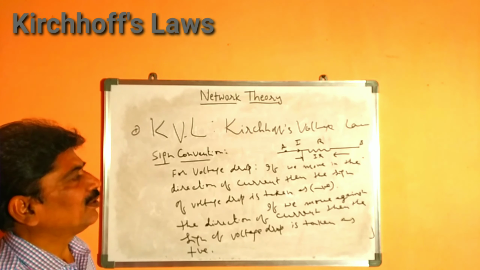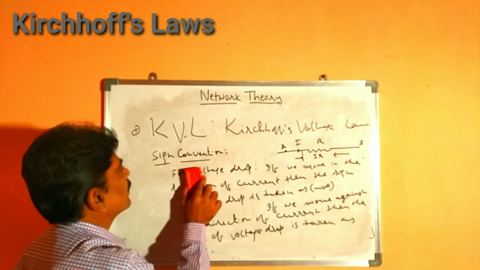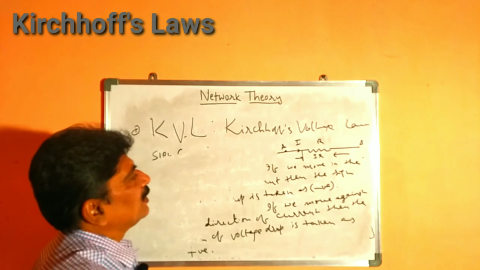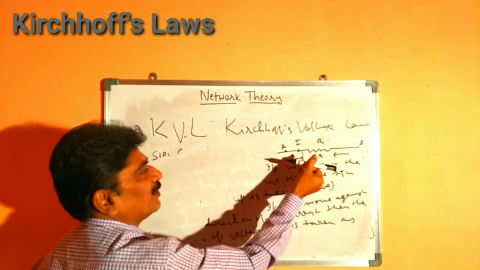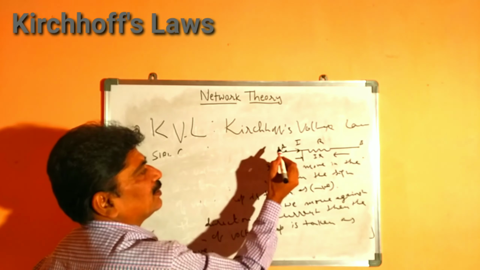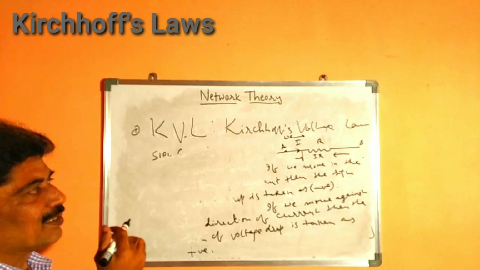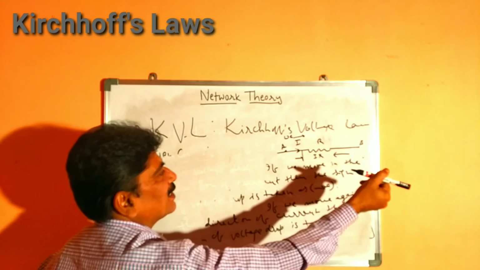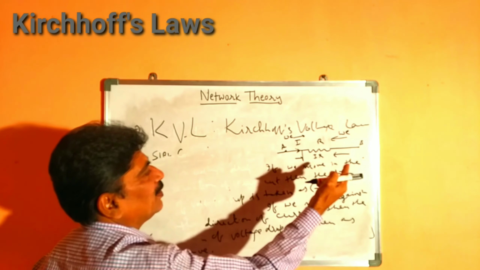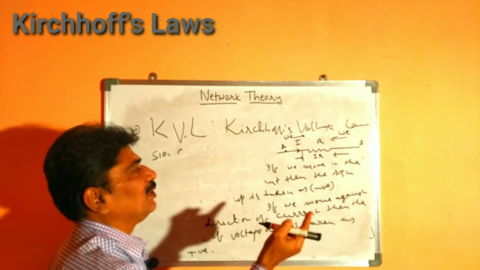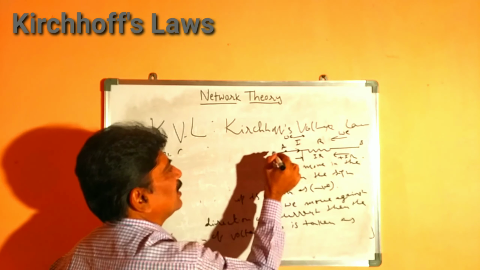Let us consider a simple circuit and find out the algebraic sum of the voltages and voltage drops. If we move in the direction of current, from A to B, the sign of the voltage drop is minus IR. If we move against the current, from B to A in the loop, the sign of this IR will be positive. In this case it is negative.